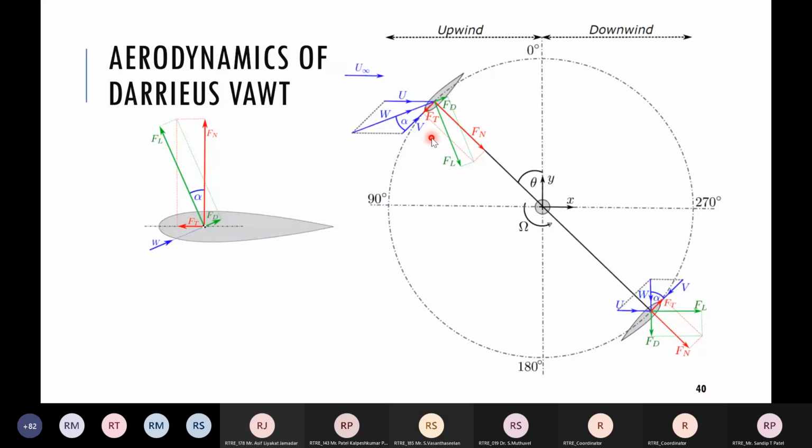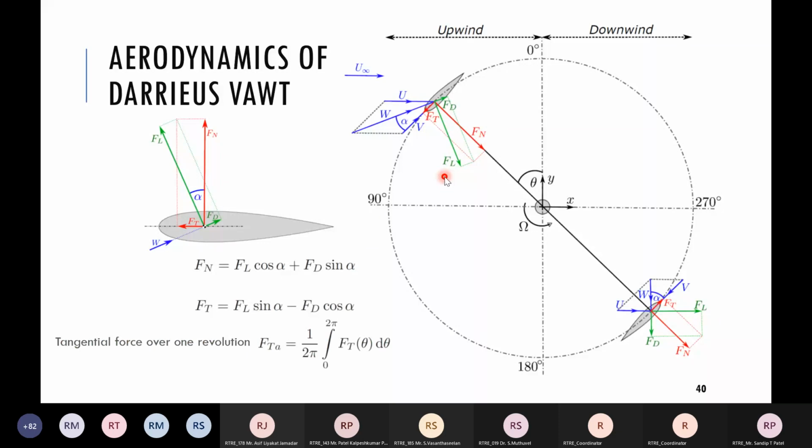Okay. Now, here theta is called the azimuth angle. So with the change in azimuth angle, this Ft is going to change. Okay. We'll see that later on. So the equations for Ft and Fn would be like this. It's simple trigonometry, and this is for a particular angle of attack, and that angle of attack depends on the azimuth angle basically. So for a whole revolution, the integral of Ft will give you the total tangential force, the average tangential force over one revolution. Okay.